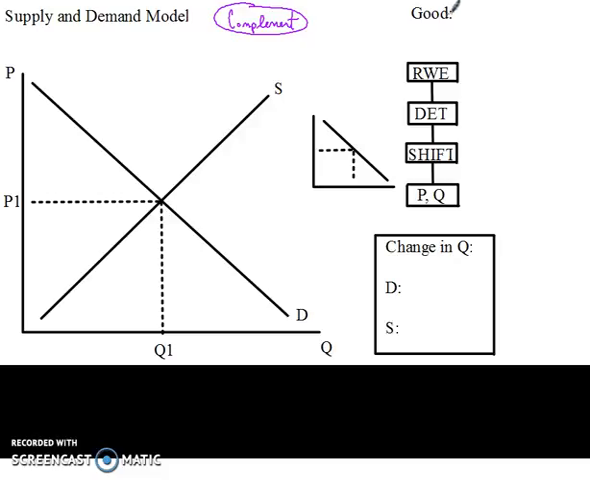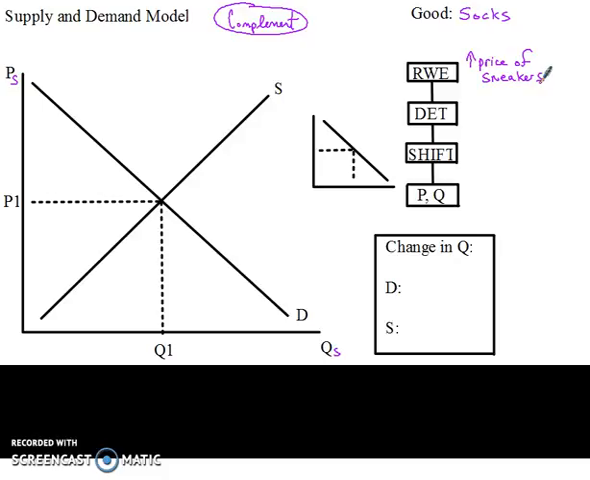So let's do the shoes and socks example. Let's make my good be socks. This is going to be the quantity of socks, this is going to be the price of socks, and then, of course, there's a supply curve, demand curve. There's an equilibrium quantity, equilibrium price in the marketplace. And my real world event is going to be an increase in the price of sneakers.